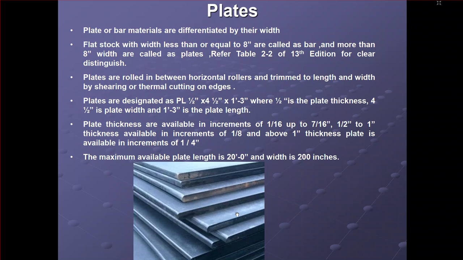Okay, so most people don't know the plates, what types of plates there are. See these. Plates and bar materials are differentiated by their width. Flat stock with a width less than or equal to 8 inches is also called bar. Okay, this is the most important. This is called a flat plate, and this means bar. 8 inch is bar, and more than 8 inch is plate. Just remember this.